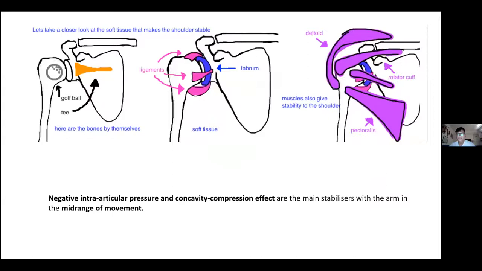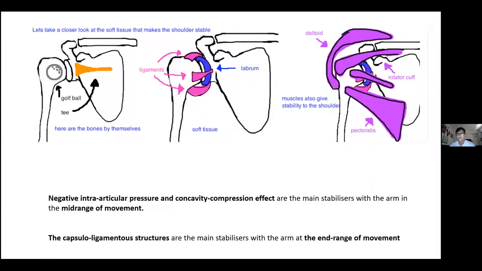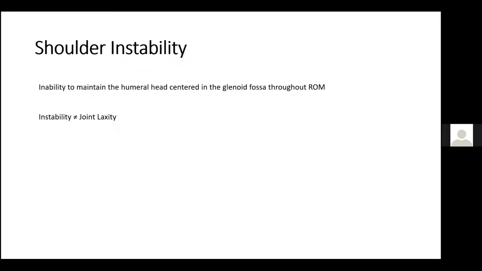The negative intra-articular pressure and the concavity compression effects are the main stabilizers of the shoulder in the mid range of movement. And the capsuloligamentous structure usually tightens up and acts as a major stabilizer in the end range of movement. So coming to shoulder instability. Instability means inability to maintain the humeral head over the glenoid fossa throughout the range of movement. Instability is not equivalent to joint laxity.